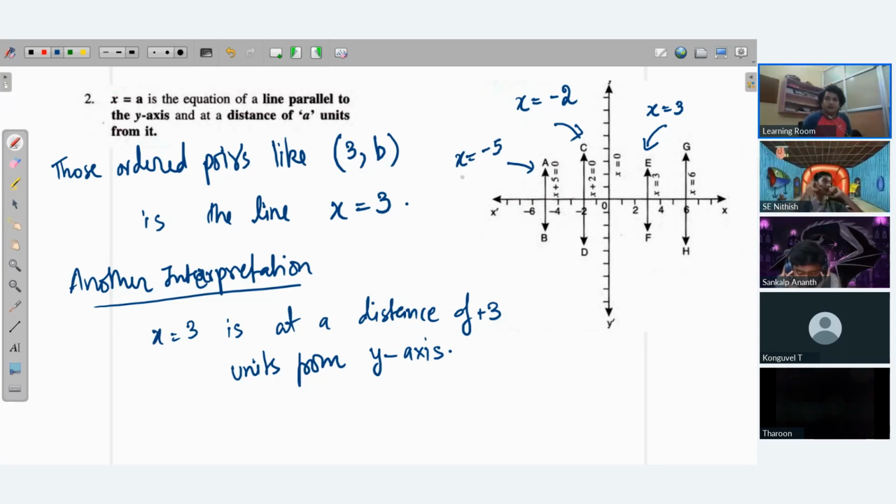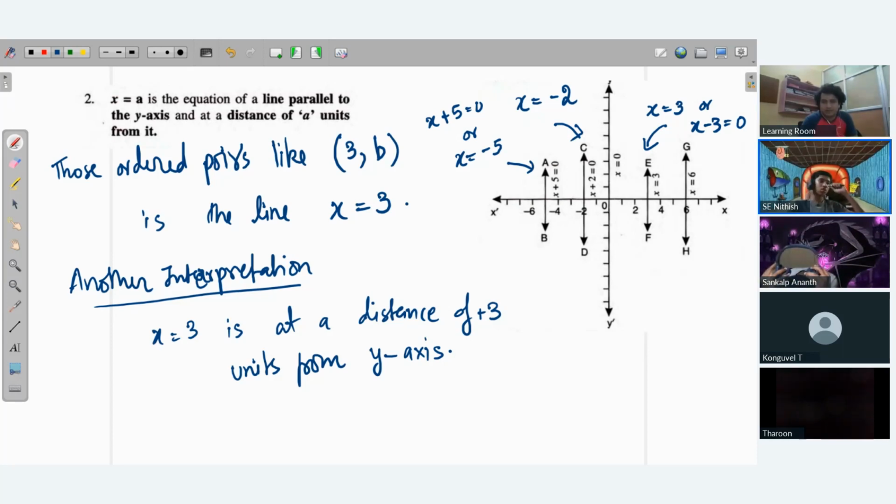We also sometimes write it in this way: x plus 5 is 0, or x minus 3 equal to 0. They both are common interchangeable formats. Understandable? Yes, sir. The conclusion is any line which is parallel to the y-axis will be of the type x is equal to some number, indicating that the line has those ordered pairs whose abscissa is fixed always.